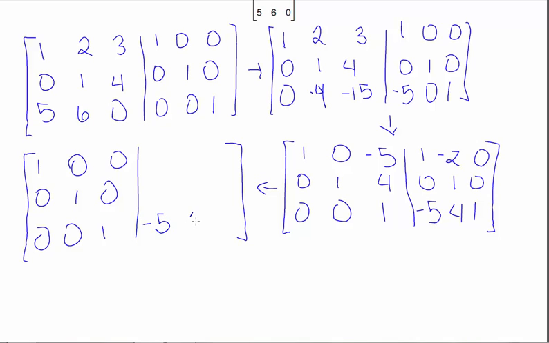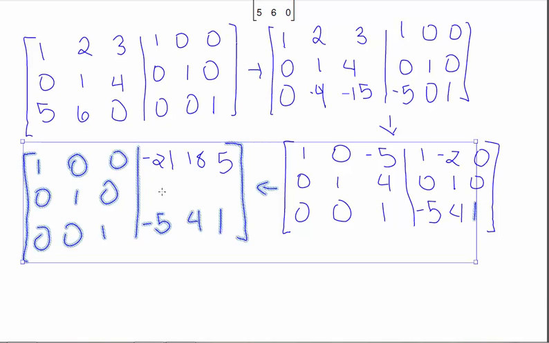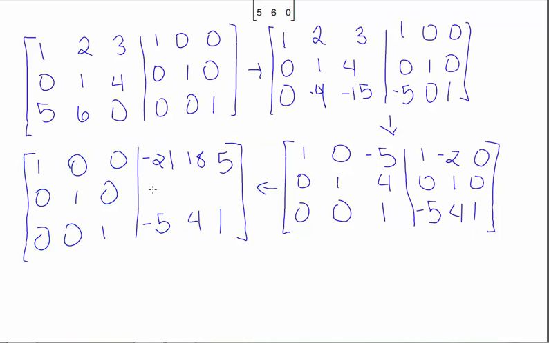So my third row is completely set. I'll now do 5 row 3 plus row 1. 0 plus 1 is 1, 0 plus 0 is 0, 5 minus 5 is 0, -25 plus 1 is -21, 20 minus 2 is 18, and 5 plus 0 is 5. -4 row 3 plus row 2 will give me a -20, 16 plus 1 is 17, and then 4 plus 0.